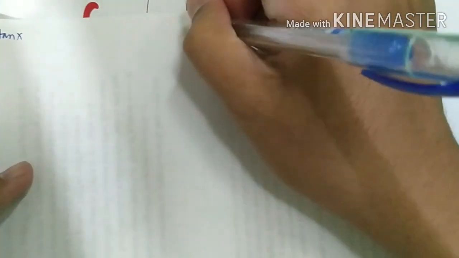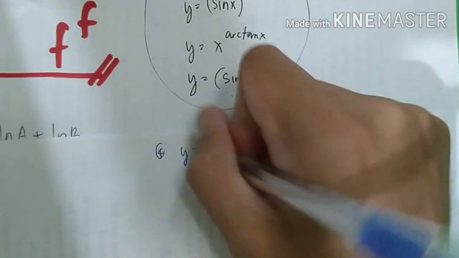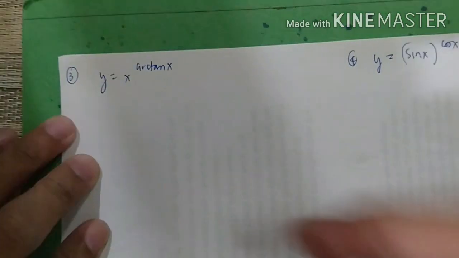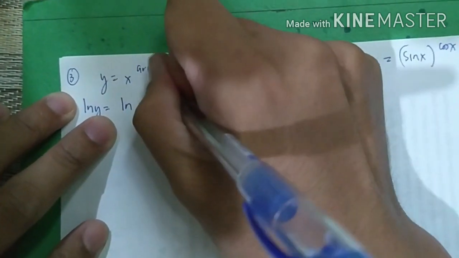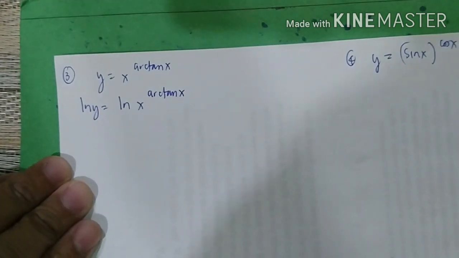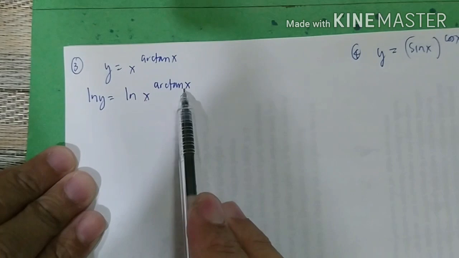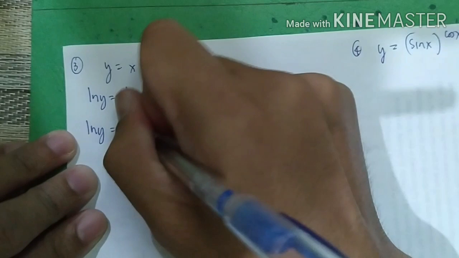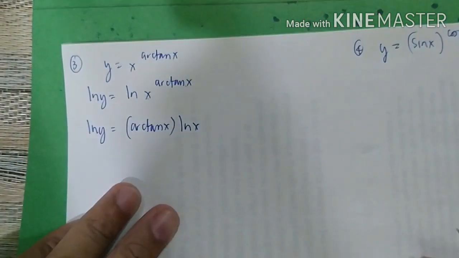So, ang number 4 ay y is equal to sine x raised to cosine x. So, syempre, ang gagawin lamang ay iti-take ulit natin ang natural logarithm on both sides. So, ln y is equal to ln x raised to arctangent of x. So, si arctangent of x, saan pupunta? Kasi yun yung ln a raised to b is b ln a. So, that is ln y is equal to arctangent of x times ln of x.